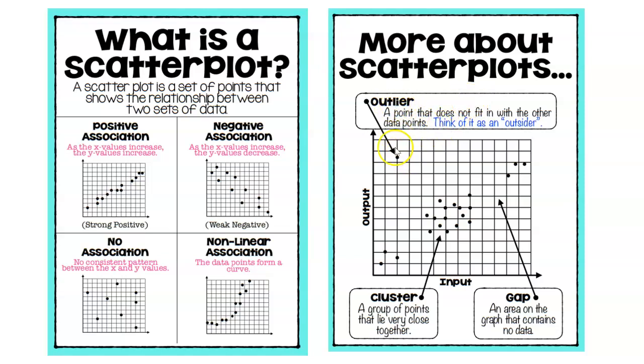Okay, there are a couple other things that you can look for in scatter plots. So first is an outlier. An outlier is kind of like a point that doesn't belong. So it's a point that just doesn't fit in with the others. It's kind of like the outsider point.